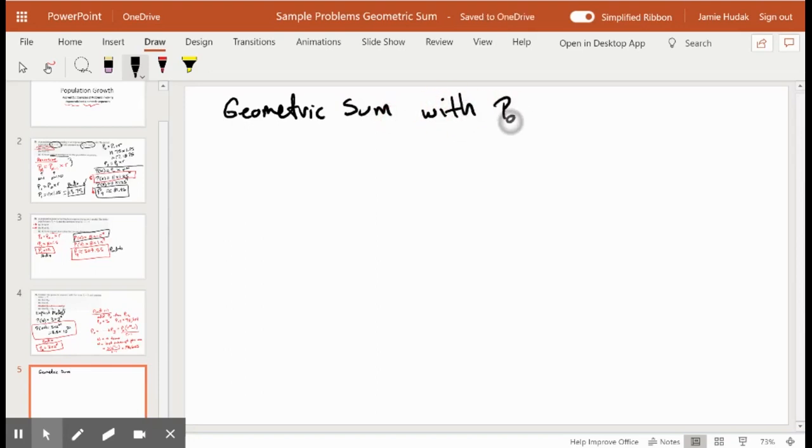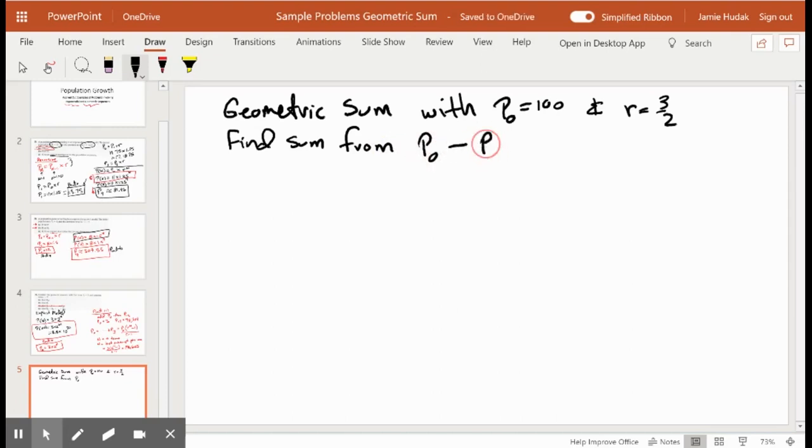We'll let P0 equal 100, and let the common ratio be 3/2. Find the sum from P0 through P30. Now our formula says that the sum is P0 times r to the nth minus 1 over r minus 1.